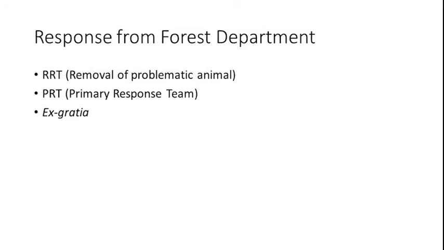So PRT is something that the government has also taken note of, the NTCA has taken note of, and they are also asking the forest departments to start such community-based primary interventions. Because they don't involve animal handling, it can very easily be done. And then of course, ex gratia is something that the forest department continuously gives.